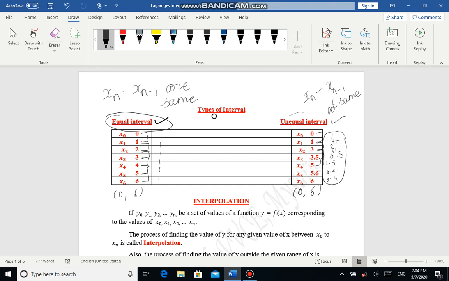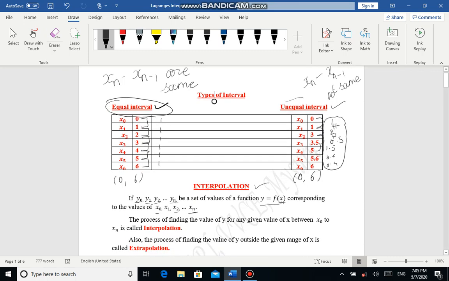Now I will come to the important definition, interpolation. We already know if we have a function y is equal to f of x, if we replace x by x naught, you will get y naught. Similarly, if you replace x by x1, you will get y1. x by x2, you will get y2. Similarly, etc. If you replace x by xn, you will get yn. Now, the process of finding the value of y for a given value of x between x0 to xn is called interpolation.